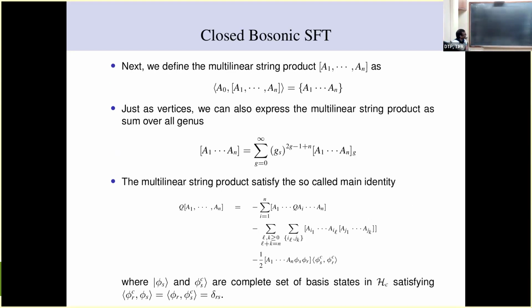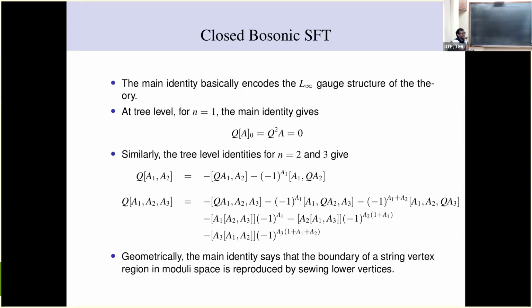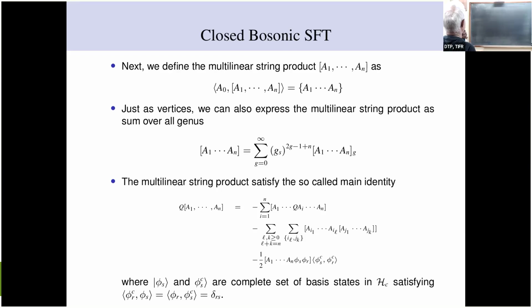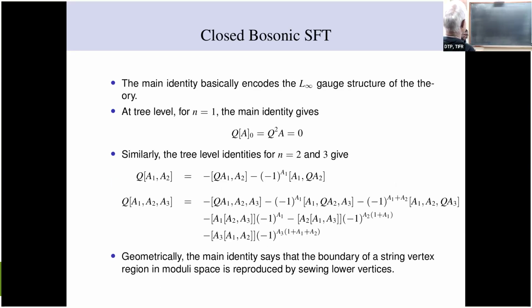So this main identity is the geometric version of this L infinity structure here. The inner product is not positive, because it has B and C. So this main identity is the geometric analog of this L infinity gauge structure. For example, at level 1, this main identity simply gives Q squared equal to 0, which shows that Q is nilpotent.